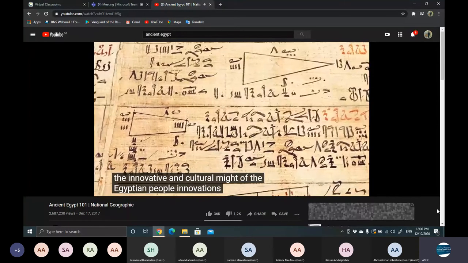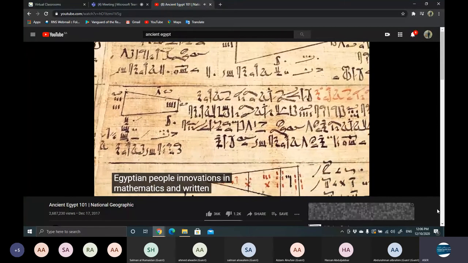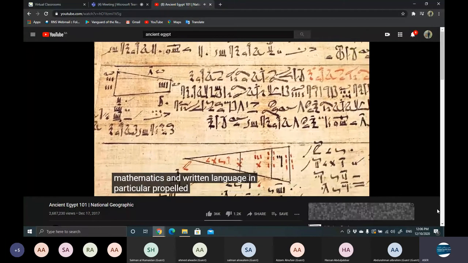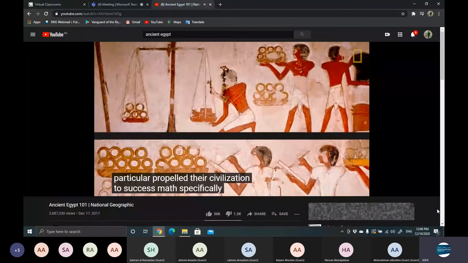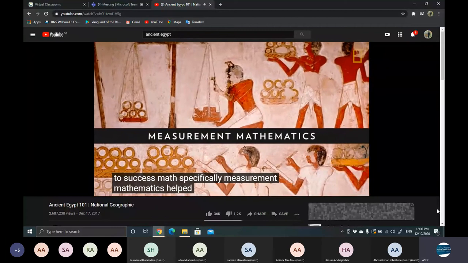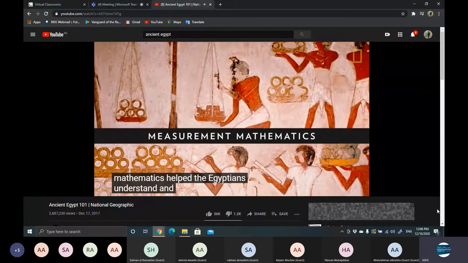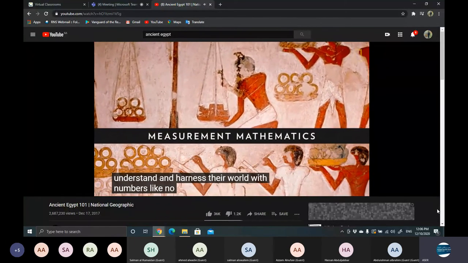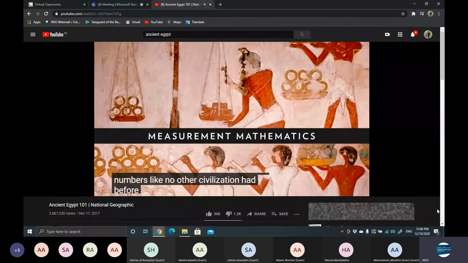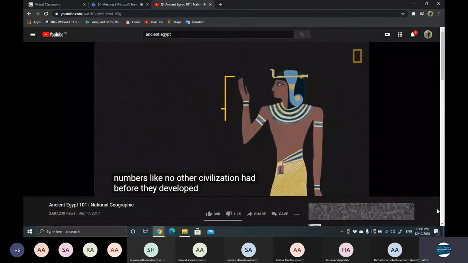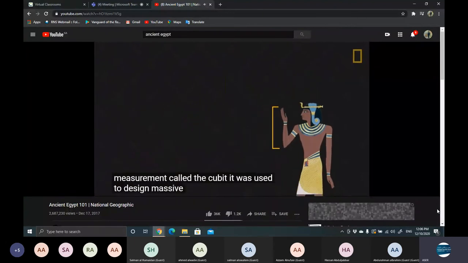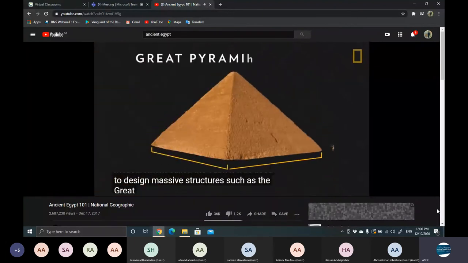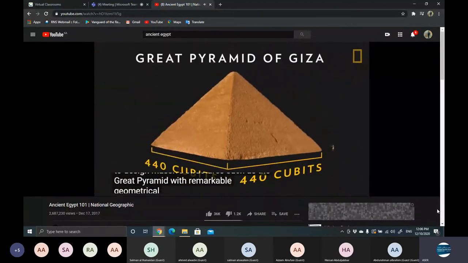Innovations in mathematics and written language in particular propelled their civilization to success. Math, specifically measurement mathematics, helped Egyptians understand and harness their world with numbers like no other civilization had before. They developed a new form of measurement called the cubit. It was used to design massive structures, such as the Great Pyramid, with remarkable geometrical precision.